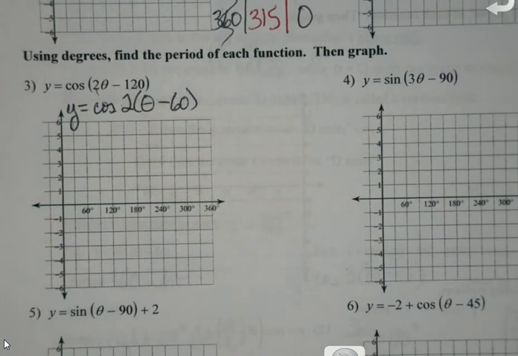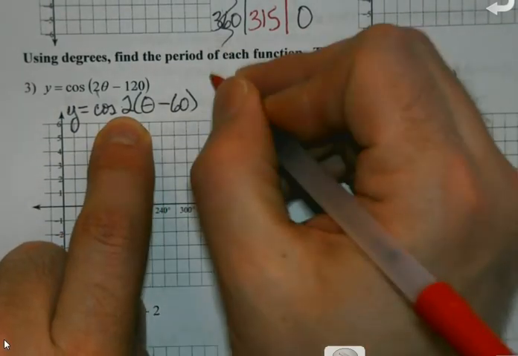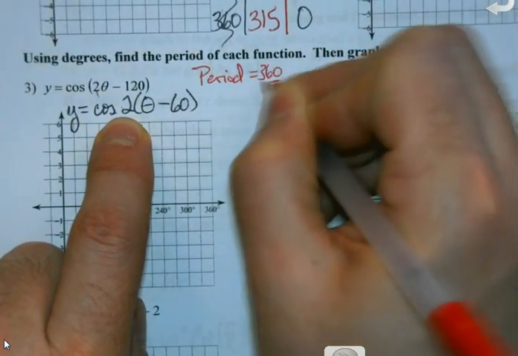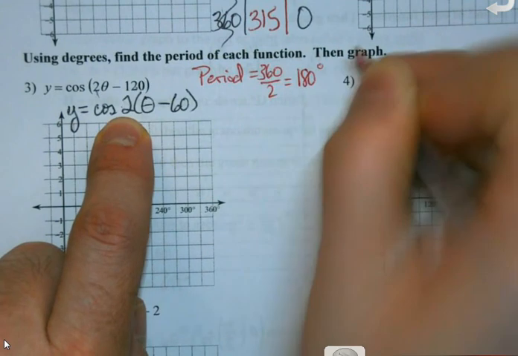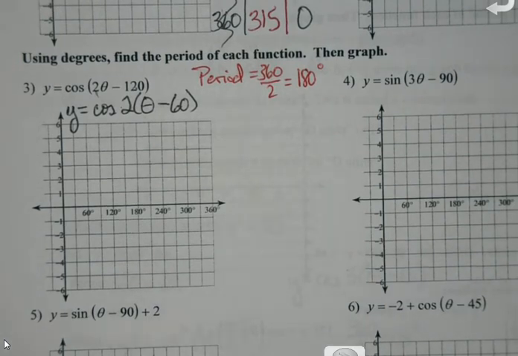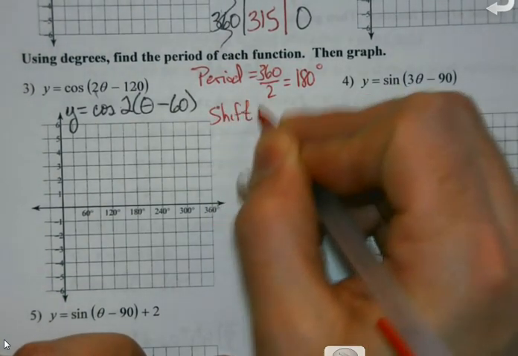So now this time I notice a couple of things. What's that 2 going to do to my period? Cut it in half. So 360 over 2, okay, it's 180 degrees. It would be pi. Yep. And so 2 pi over 2 equals just pi. So, right, my period here would be pi if I was in radian mode. What's my shift going to be? Right 60. Okay, shift is going to be right 60.